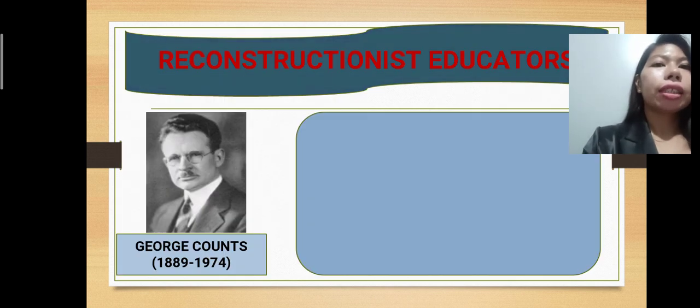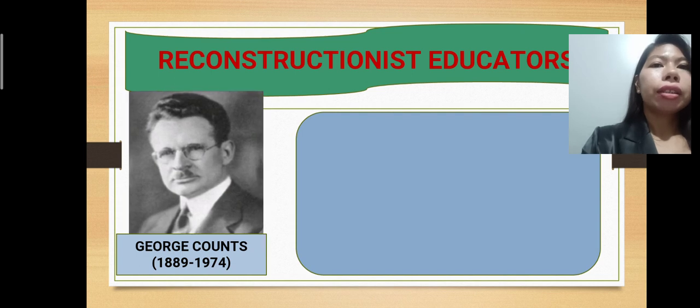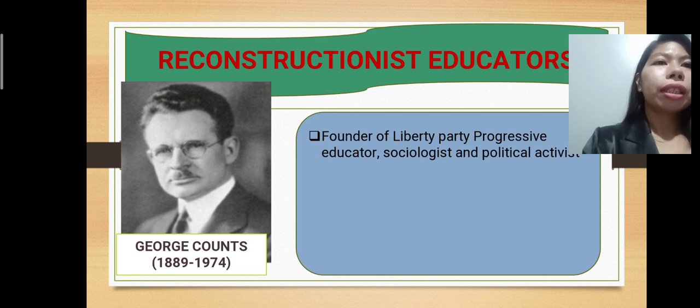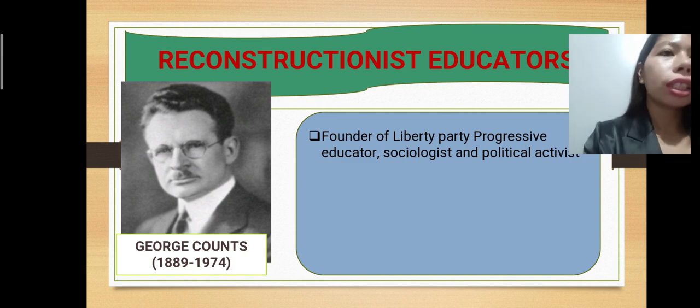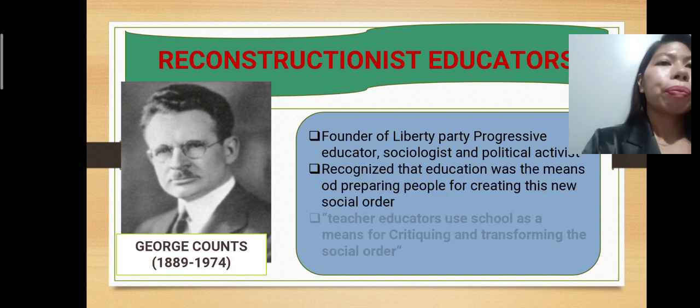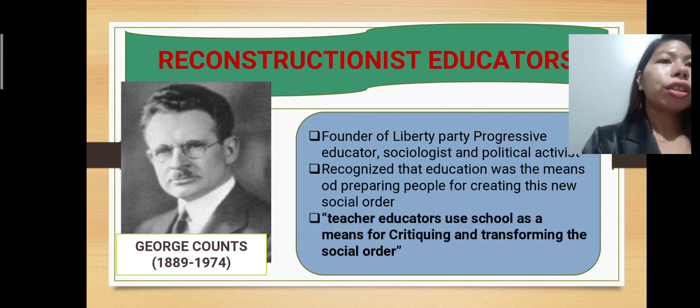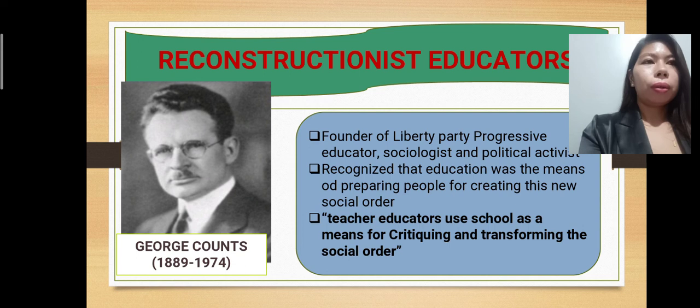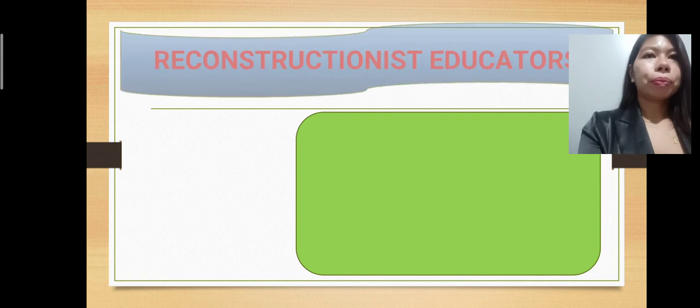Next one is George Count. George Count is the founder of the Liberty Party and a progressive educator. He is an educator, a sociologist, and a political activist. He recognized that education was the means of preparing people for creating this new social order. And he believed that teacher educators use school as a means of critiquing and transforming the social order.